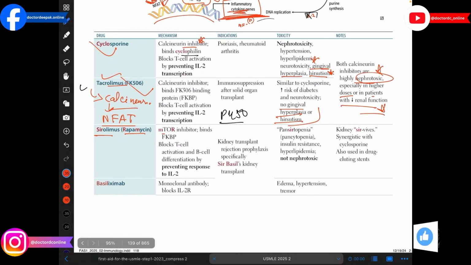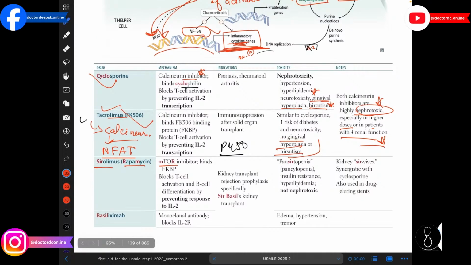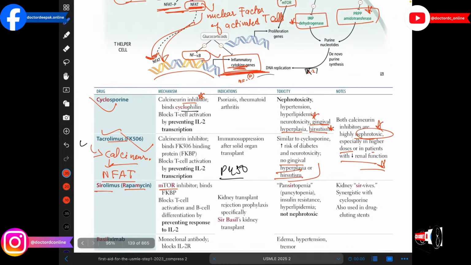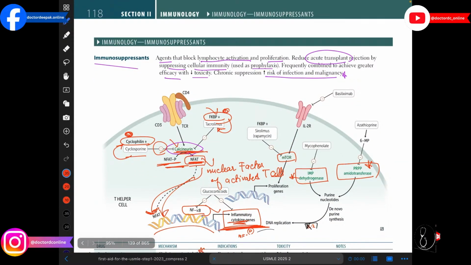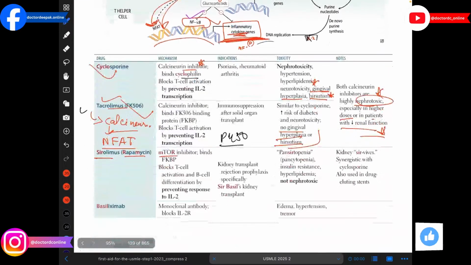It is going to inhibit mTOR. mTOR is the mechanistic target of rapamycin, and we can use it for kidney transplant and drug-eluting stents. Like I already told here, we are going to block calcineurin, NFKB, mTOR, IMP dehydrogenase, PRPP amidotransferase. mTOR is going to be inhibited by Sirolimus, rapamycin.